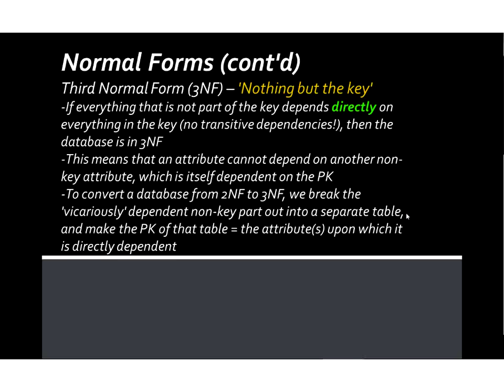We can't have an attribute which depends on another attribute, which depends on the primary key. Even if it's the whole primary key, we're still violating third normal form. So really, to convert from second to third normal form, again, we decompose. We will take this last, vicariously dependent attribute out into a separate table.